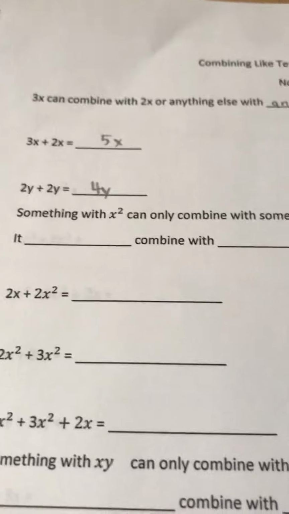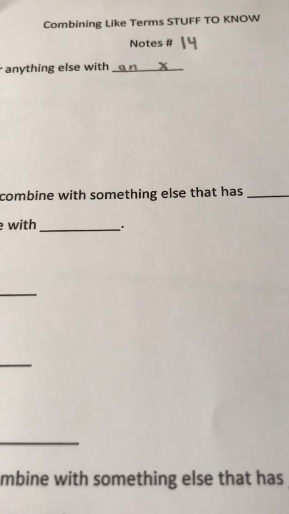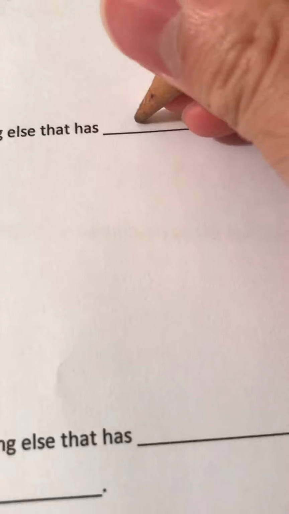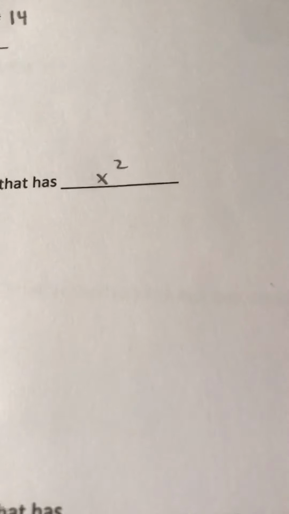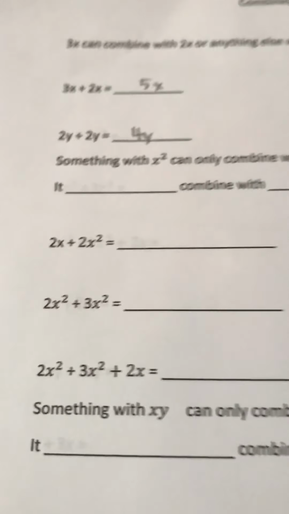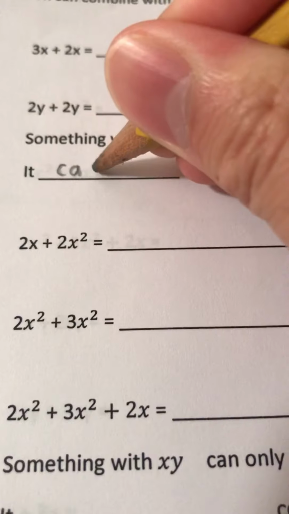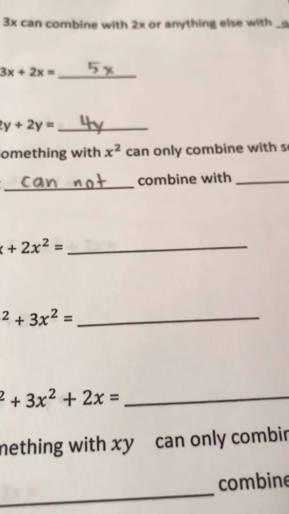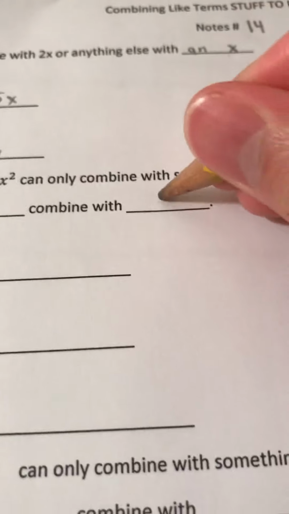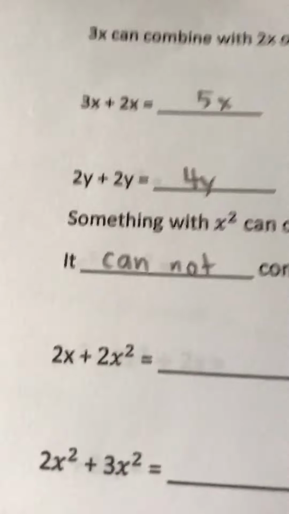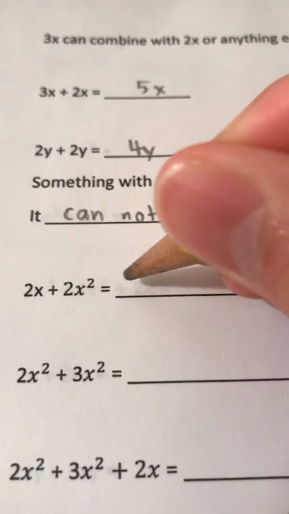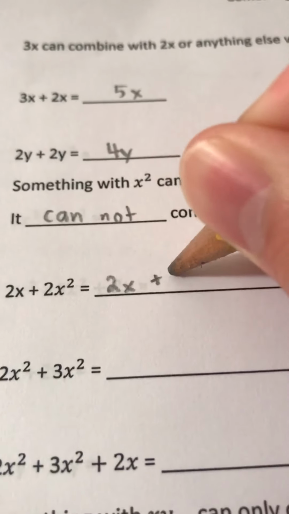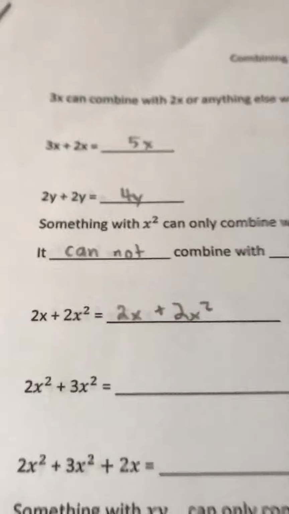Something with x squared can only combine with something else that has x squared. So x squared can only combine with anything else that has x squared. It cannot combine with x. So x squared cannot combine with x. Remember that, all right? So 2x plus 2x squared, since you can't combine it, it's still just 2x plus 2x squared. It's already in its simplest form.